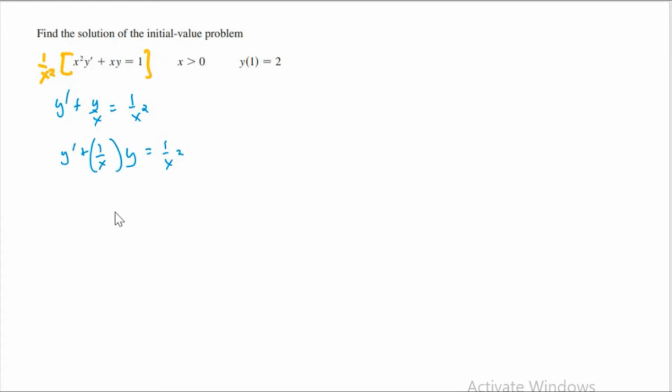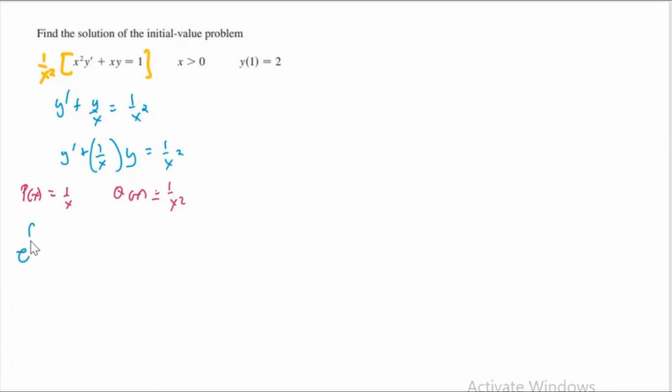So by this time, it's very clear that the value of p of x is 1 over x. So therefore, I can write now p of x is equal to 1 over x, and q of x is equal to 1 over x squared. So next, we are going to use the integrating factor.